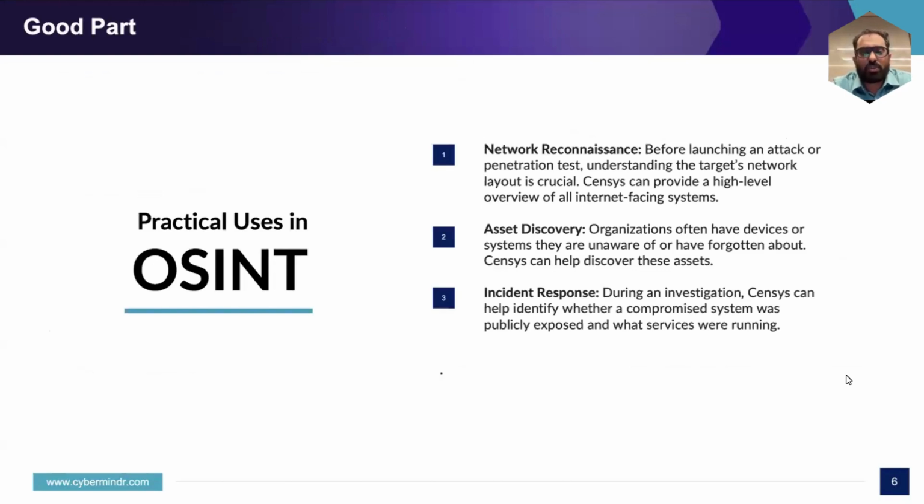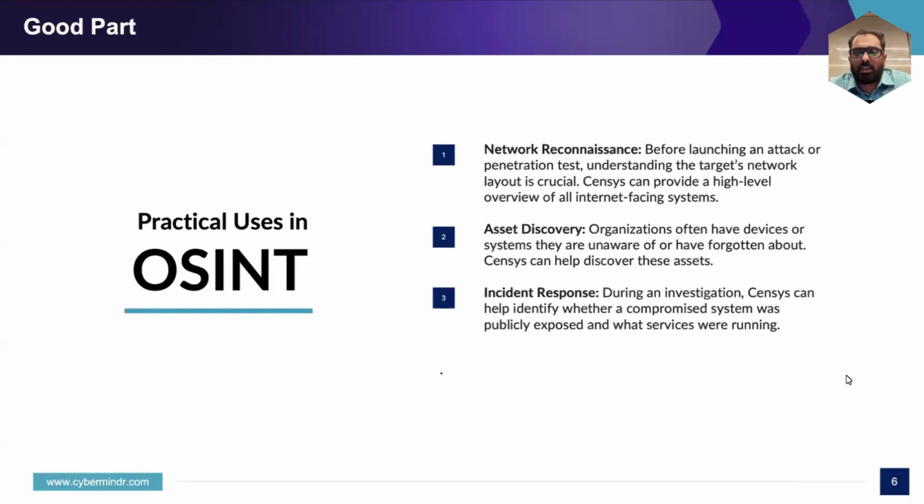Predominantly, open source intelligence data is used for network reconnaissance, asset discovery, and incident response. Network reconnaissance means pen testers use the data to collect IP addresses and open ports, and to find out what digital assets are out there. They call it reconnaissance. Asset discovery is again about collecting subdomains and SSL certificates.